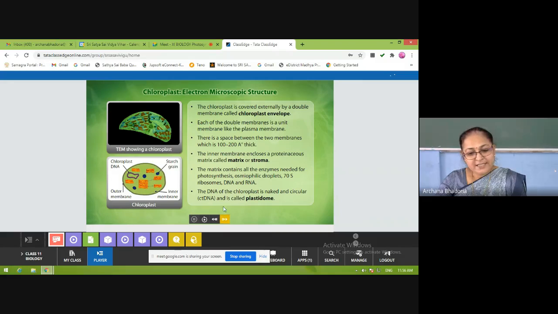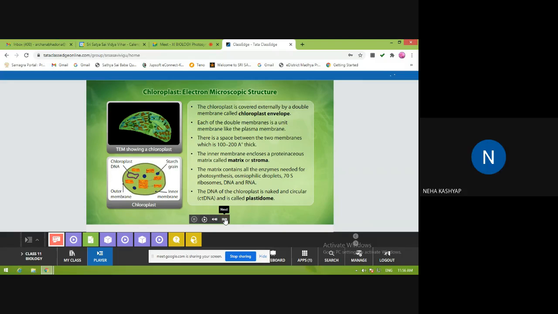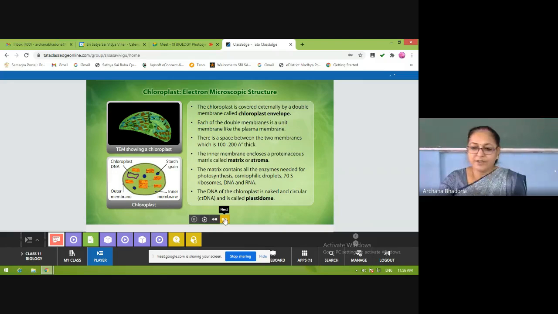Noted, everyone? Shall I take up the next one? Next slide. Take down things in points, children, not full sentences. Write it short. Matrix subheading: contains enzymes, osmophilic droplets, 70S ribosomes, DNA and RNA. Then write down: DNA is circular, called plastidome.